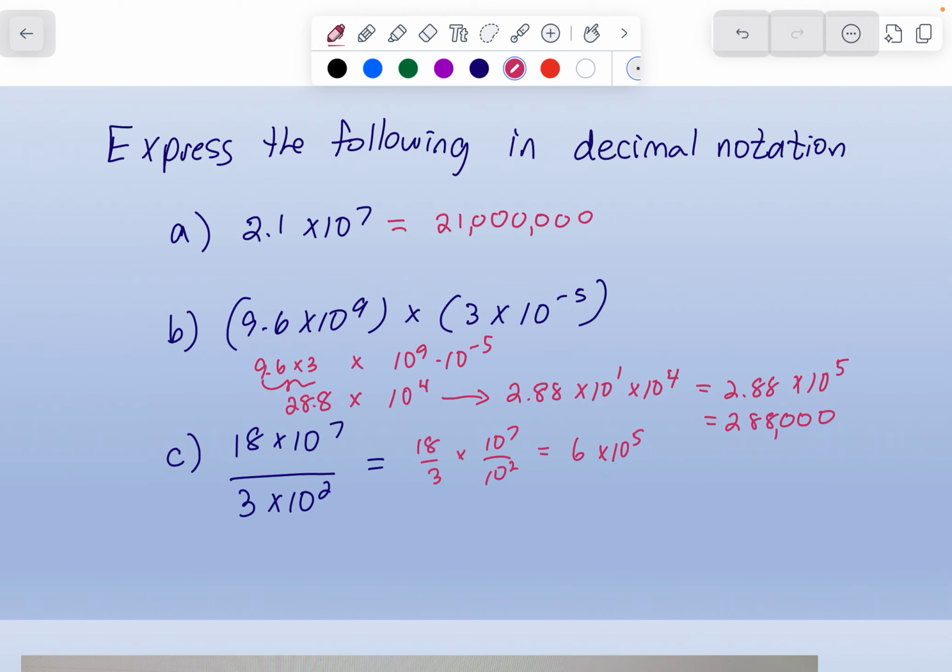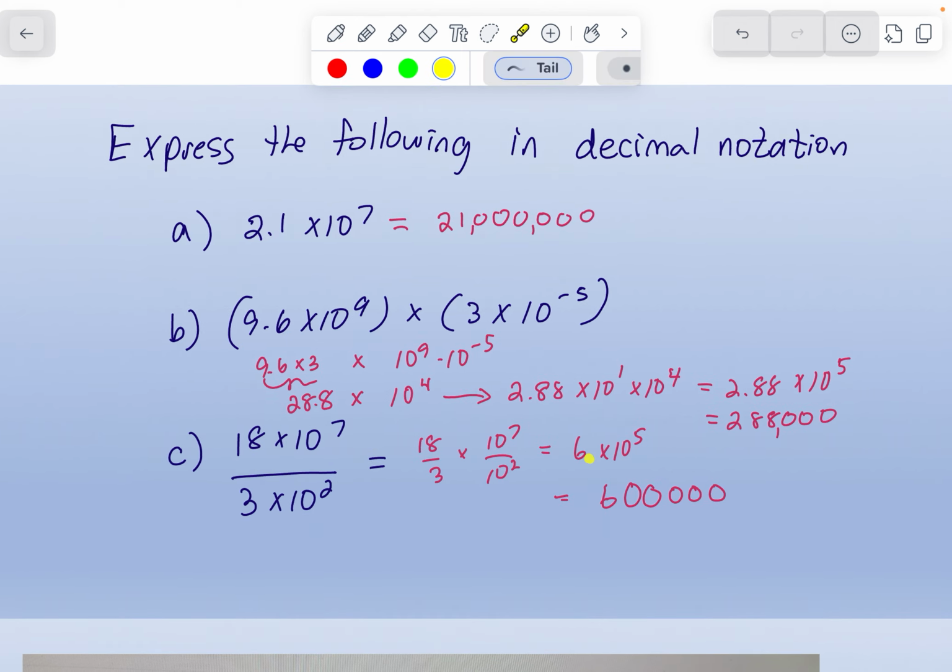Decimal notation, we need to, because that's positive 5, move the decimal over 5 places to the right. 1, 2, 3, 4, 5. So when you don't see a decimal, the decimal is at the end, move it to the right. So there's that.